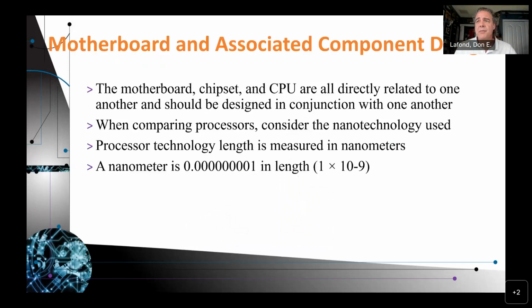Now, we are going to talk about the specific pieces of a computer, and you are going to do a project in my class. We're going to build one. So these pieces all have to work together. The motherboard, chipset, and CPU are all directly related to one another and should be designed in conjunction with each other. When comparing processes, consider the size of the chip, the nanotechnology. That's how we measure the year-to-year improvements, as they get smaller and faster, and smaller and faster. Processor technology length is measured in nanometers in today's world.